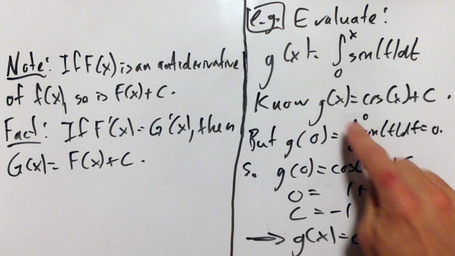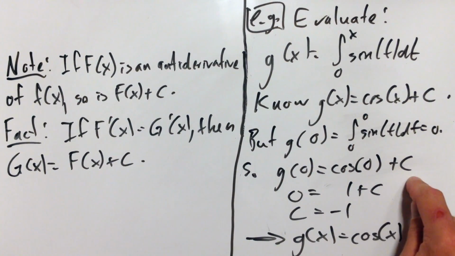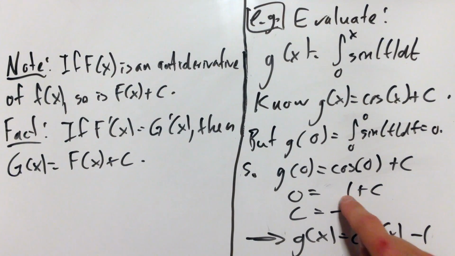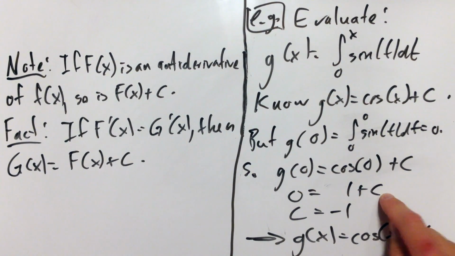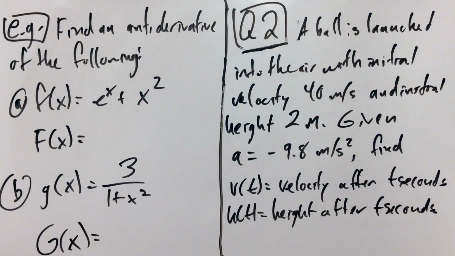Now, plugging 0 into this equation right here, g of 0 is negative cosine of 0 plus c. G of 0 is 0. By definition, cosine of 0 is 1, plus c. So 0 is negative 1 plus c, or c is equal to 1. And that tells me that g of x is equal to 1 minus cosine of x. Great. Okay, let's do a couple quick examples.